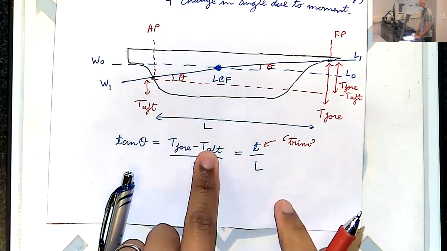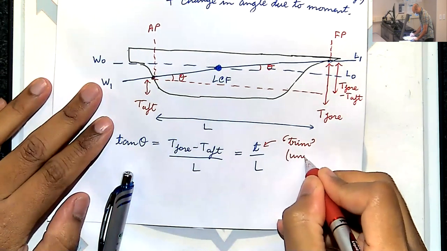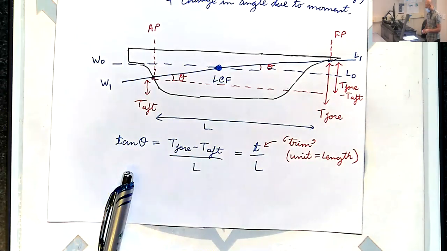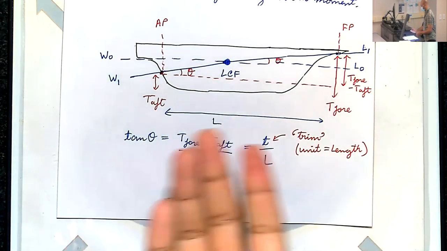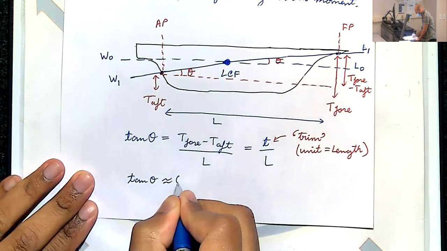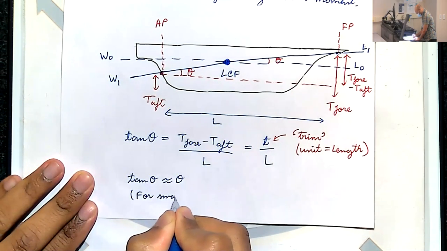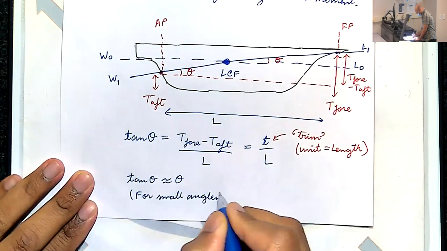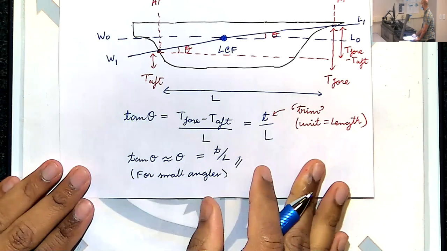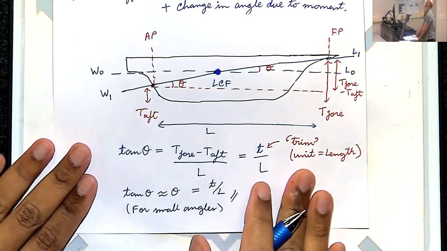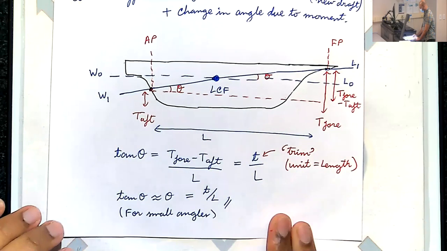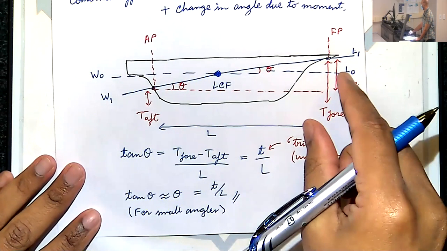This is called trim. When you hear the word trim angle, we're talking about theta. When you hear the word trim, we're talking about T fore minus T aft. So keep that in mind. The unit here is length. Okay. And for small angles, of course, tan theta is nearly equal to theta, which is equal to t over L. Okay, everything here makes sense? You're good?